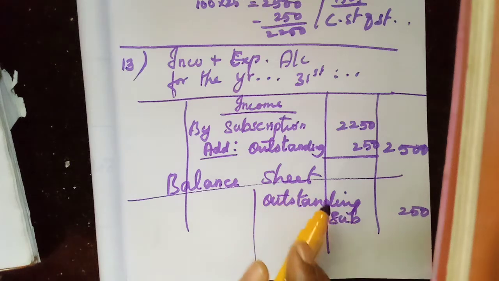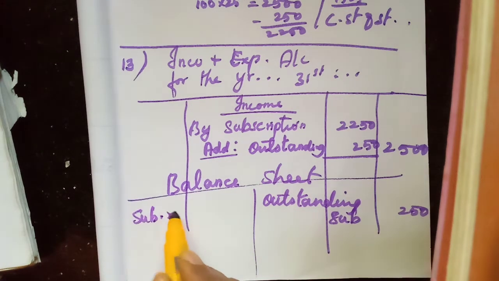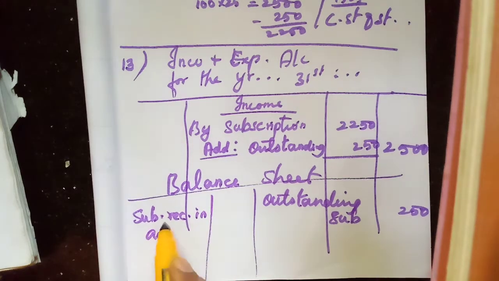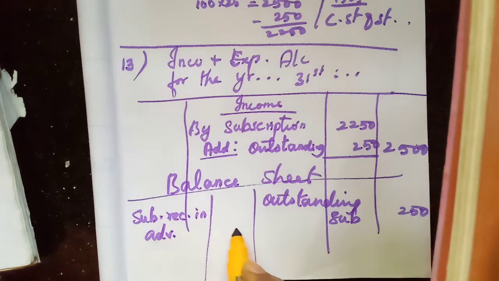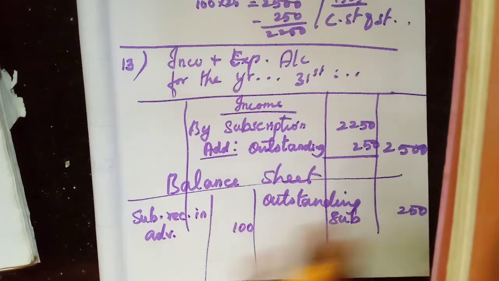Now, received in advance. Subscription received in advance. How many? 10 members had not paid, but 4 members had paid for the next year. So, 4 into 25, 100. This they have paid already. So, this one is received in advance.